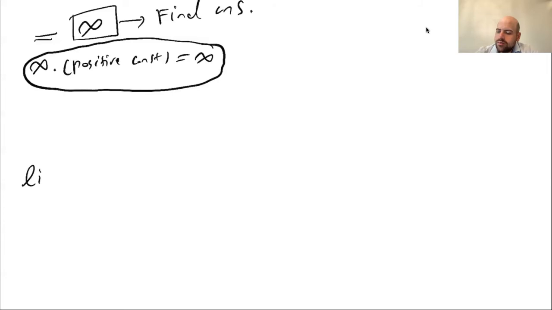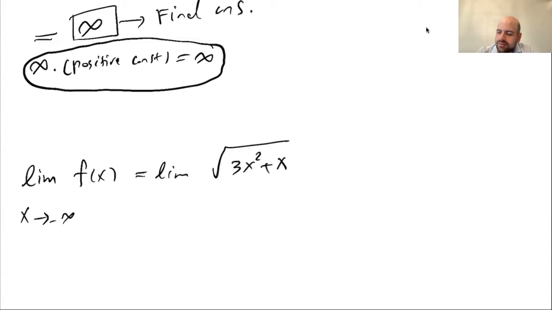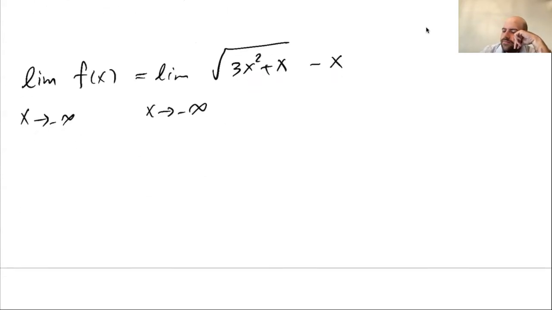So for the other limit, the limit of f of x as x goes to minus infinity is equal to the limit of square root of 3x squared plus x, minus x, as x goes to minus infinity. And then we'll have a limit. Okay, so this part is a little bit tricky.